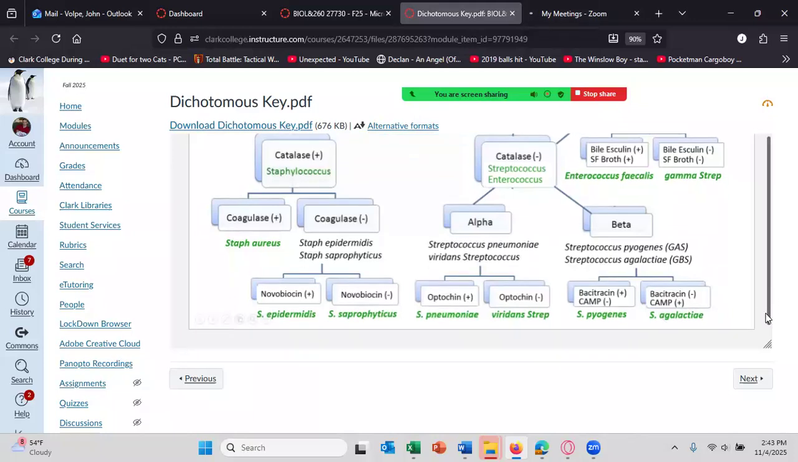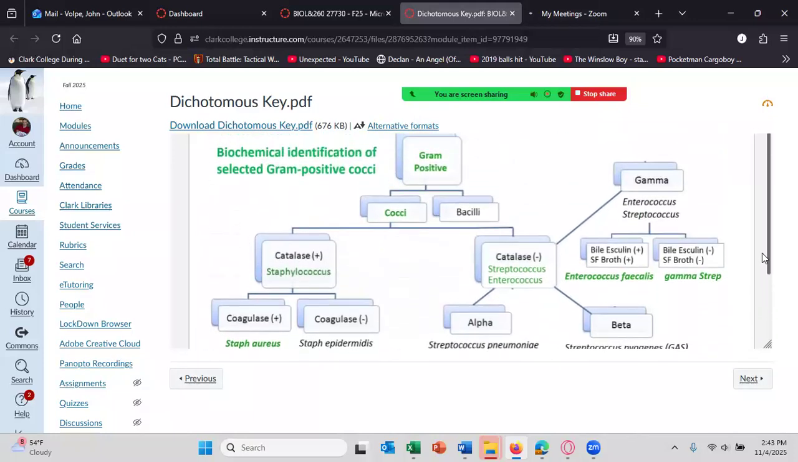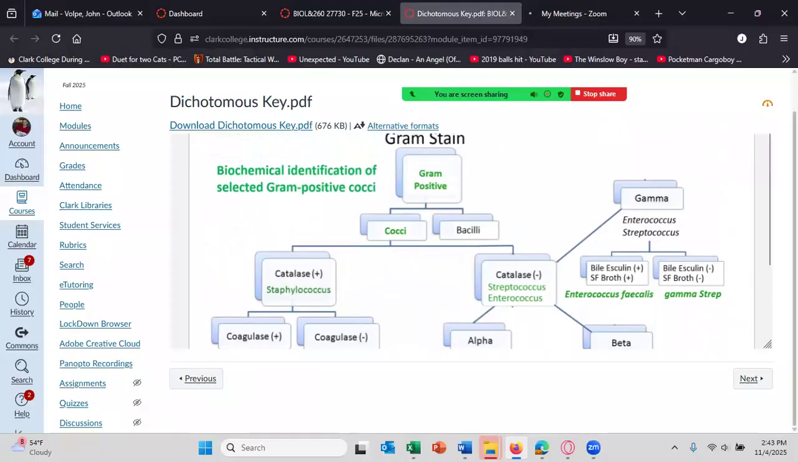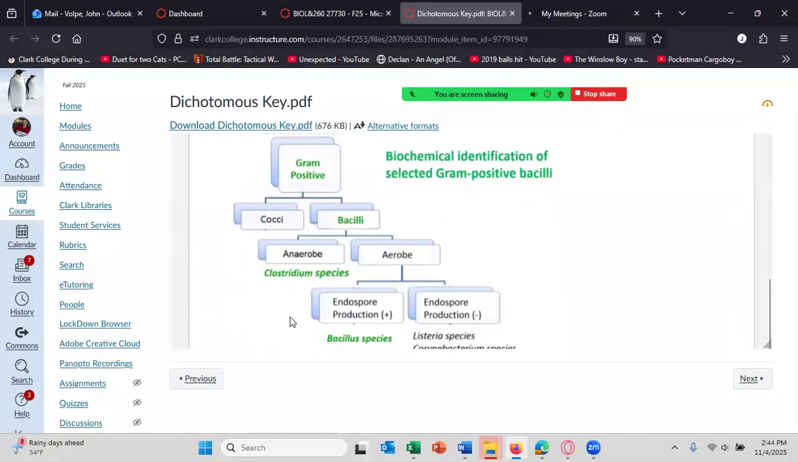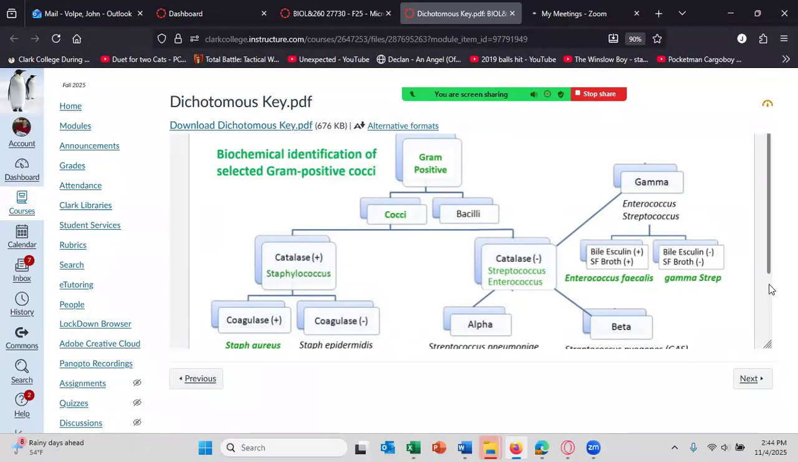Any question about using this key or this lab? Now, we do have gram-positive bacilli, and you see it goes there. You go to the next page to follow the gram-positive bacilli. So the gram-positive bacilli, you can separate them into anaerobes and aerobes. If it's an anaerobe, we're only looking at the Clostridium species, Clostridium family.